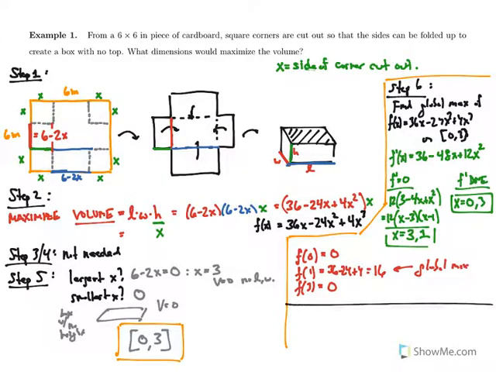So put it all together. Step 7. What dimensions would maximize the volume? The dimensions of the box would be when x is equal to 1. That means that the height is equal to 1, and the length and the width should be equal to 6 minus 2 times 1, or 4 inches each. So this is a 1 by 4 by 4 inch box.